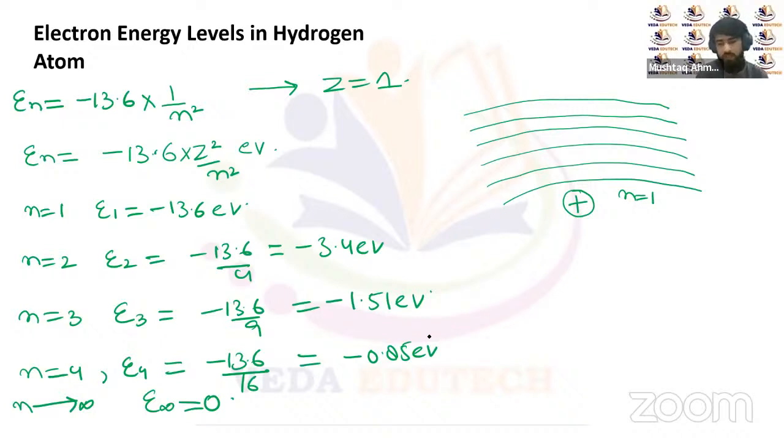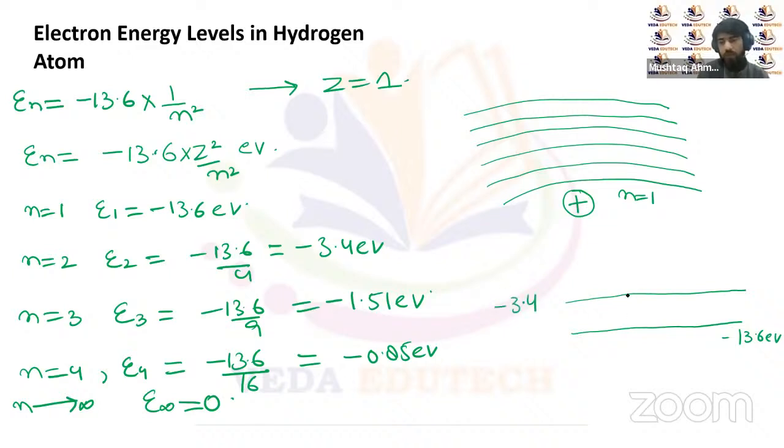You can see that as we move up, the energy gap between two energy levels continuously decreases. The maximum energy gap will be between n equal to 1 and n equal to 2. The gap between n equal to 2 and n equal to 3 will decrease, and it will further decrease between n equal to 3 and n equal to 4. So for n equal to 1 the energy is minus 13.6 electron volt, and then minus 3.4 electron volt.